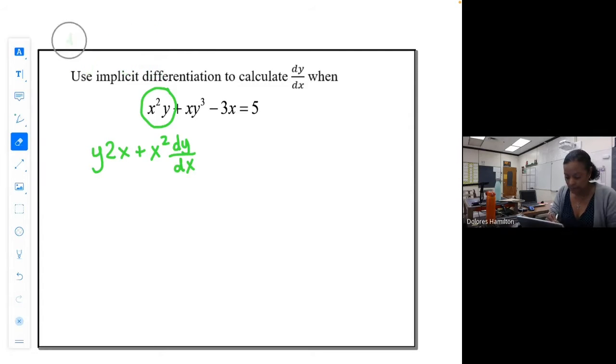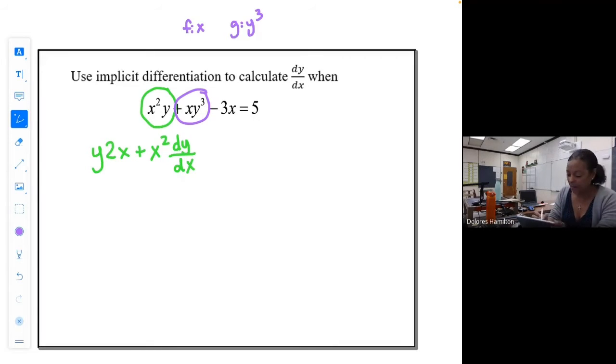Erasing. Now we're looking at the second term. We're going to derive that as well. So I know I can identify my f and my g. My f prime is 1, and my g prime is going to be 3y squared dy/dx. So I'm adding that to my equation. So I get this.